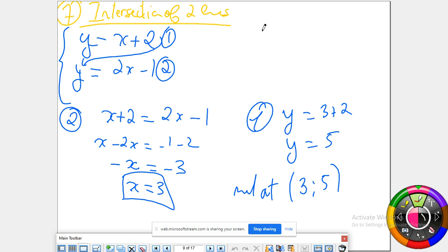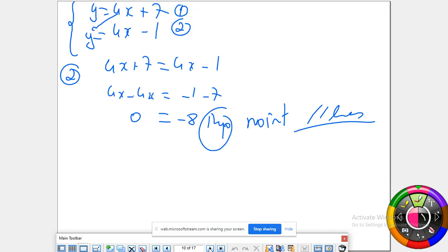It means those two lines, if I would draw them, I'm going to find that they will meet at the point (3, 5). Sometimes I will solve it and I will have a solution. It means they meet. Sometimes I will not have a solution. For example, here, if I want to solve it, I will replace. I will have 4x plus 7 equal to 4x minus 1. That is 0 equal to minus 8. This is impossible. It means the lines don't meet. What does it mean they don't meet? The lines are parallel.